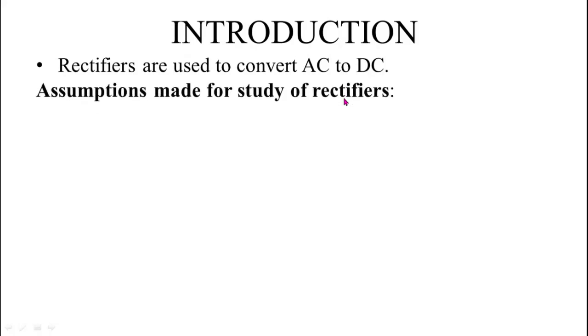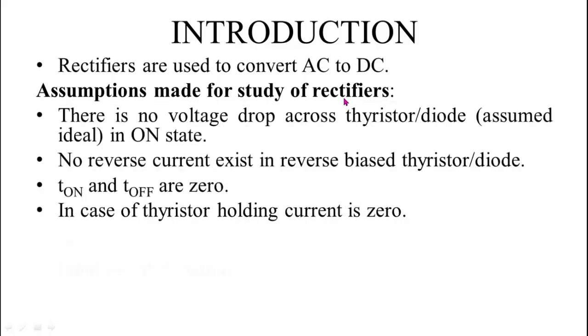Before studying the rectifier circuit, we have to make certain assumptions. These assumptions will help to simplify the rectifier circuit, or we can say that they make the study of rectifiers easy. Now, what are these assumptions? We assume that there is no voltage drop across thyristor or diode in on state, or we can say that thyristor or diode are assumed ideal. No reverse current exists in reverse biased thyristor or diode.